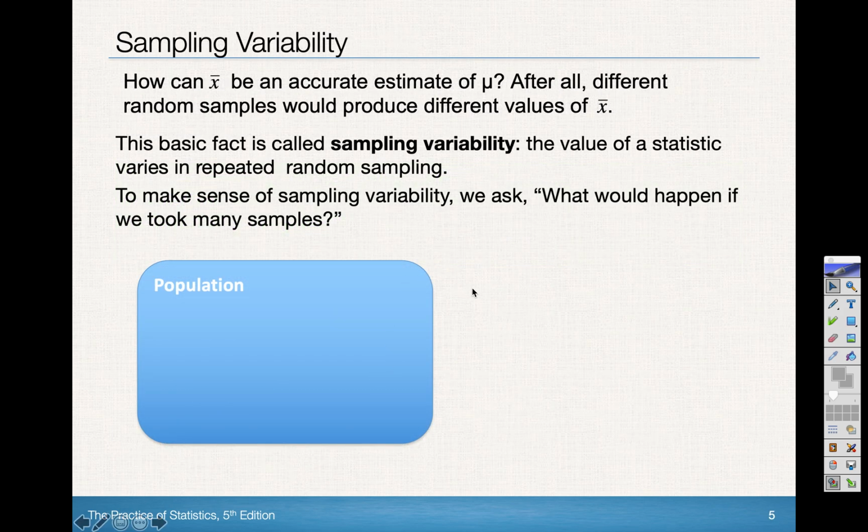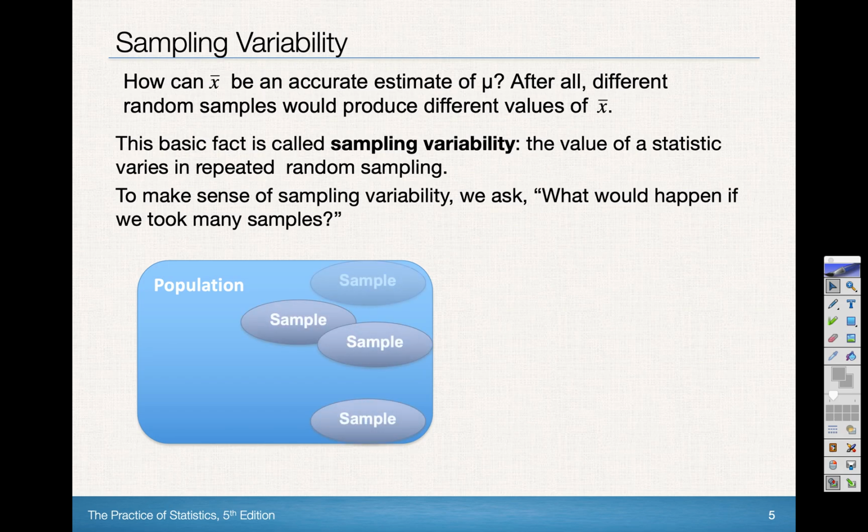So when we're gathering samples, every sample could be slightly different, right? I could get a sample of 50 women and the average height is 5 feet 5 inches, but I could also get an average of another 50 women and their average height is 5'4". And I can get another 50 women and that average would be 5'6". And therefore every sample could be a little bit different. So the basic fact is called sampling variability. The value of the statistic varies in repeated random sampling. Okay, it's not always going to be the exact same value.